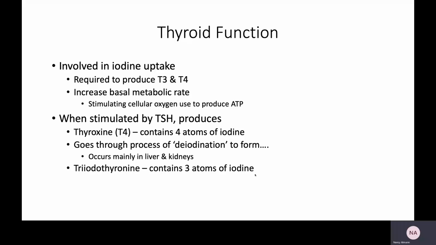Think back to when we talked about the anterior pituitary. The anterior pituitary will produce a hormone which is known as thyroid stimulating hormone, TSH. When the thyroid is stimulated by TSH, it will produce thyroxine, also known as T4. That holds 4 atoms of iodine. It will undergo a process of deiodination to form triiodothyronine, T3, which conveniently contains 3 atoms of iodine. That process occurs mainly in your liver and in your kidneys.